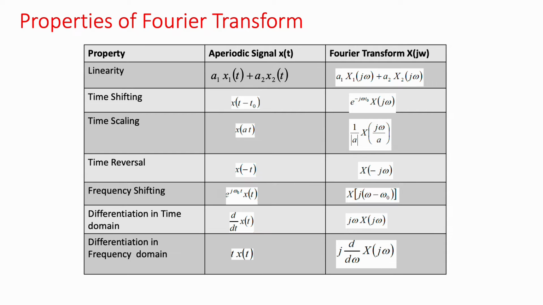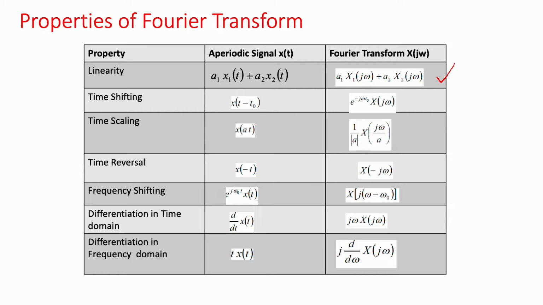Now we can see properties of the Fourier transform. The properties are listed here. The second column lists the aperiodic signal x of t, and the third column is the Fourier transform for the corresponding signal. The linearity property is a1 x1 of t plus a2 x2 of t, and the corresponding Fourier transform is a1 x1 of j omega plus a2 x2 of j omega.